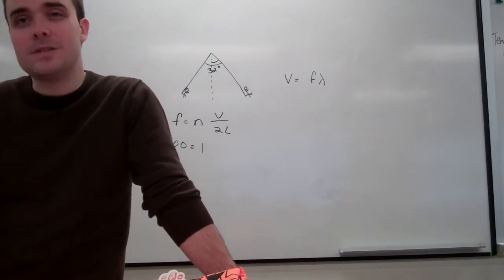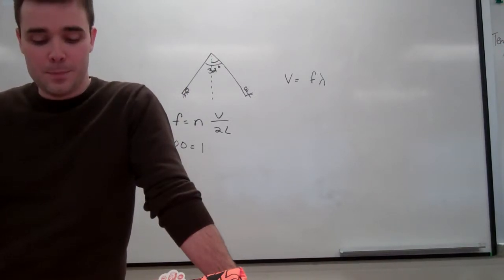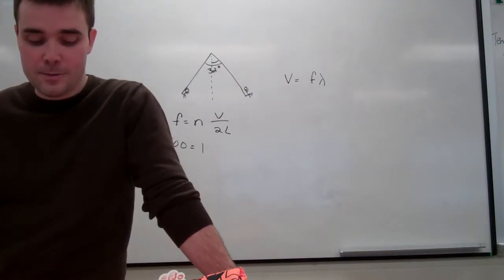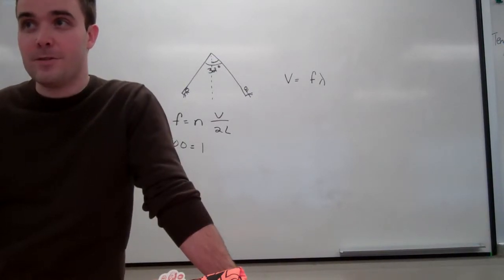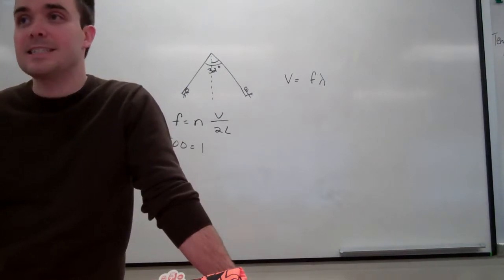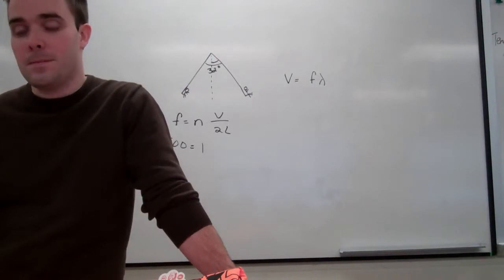Okay, so decibels is a logarithmic scale. If it goes up 10, it's 10 times as loud. If it goes up 20, it's 100 times as loud. If it goes up 30, it's 1,000 times as loud. If it goes up 40, like in this case, it's 10,000 times as loud. Does that make sense? It's 10 to the 4th.